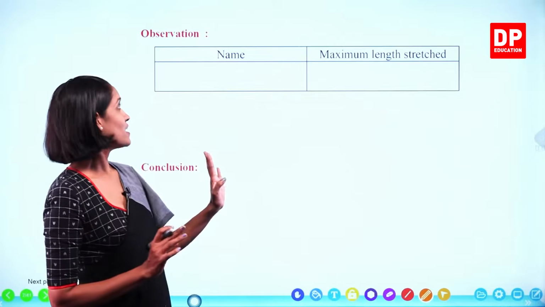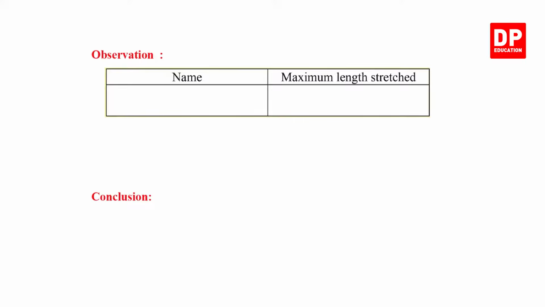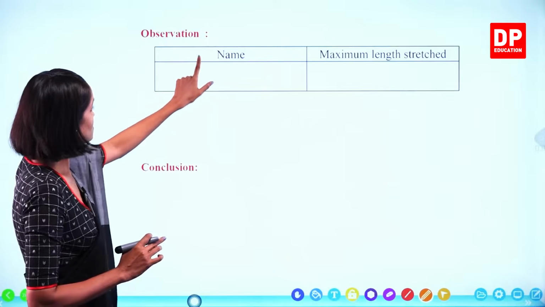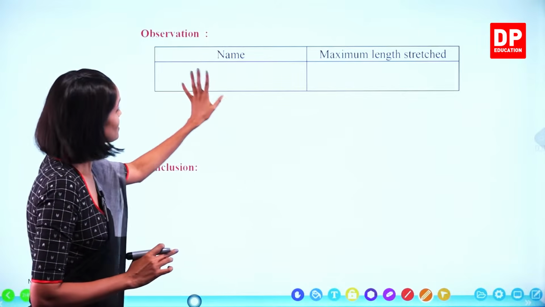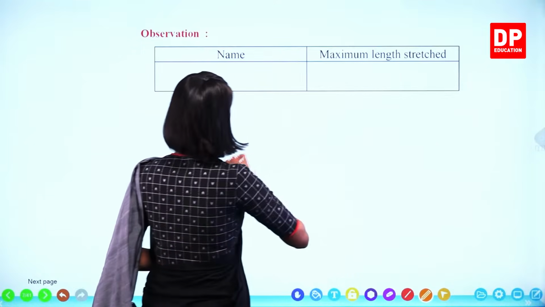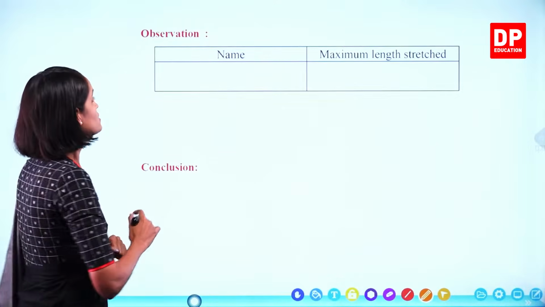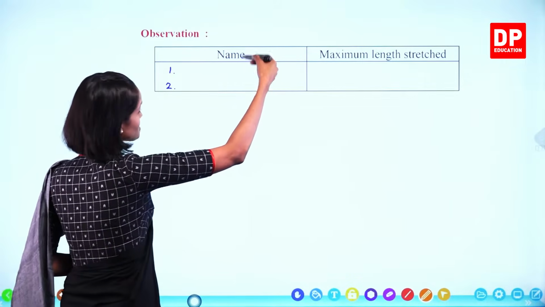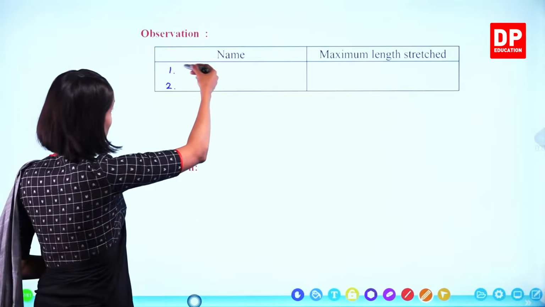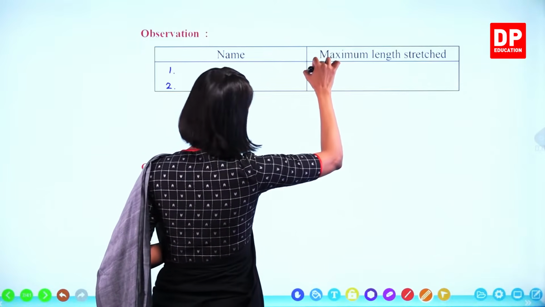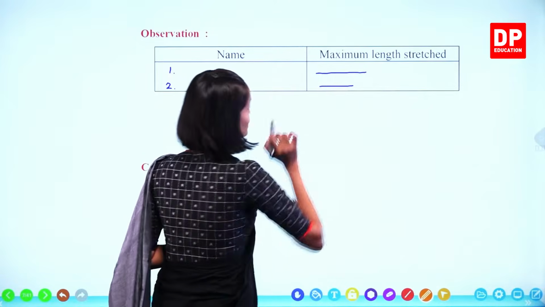Okay, children? So when you do this activity, you have to make a table like this. So at school or at home, you can do this activity. You have to write the names of the students or your family members, and then you have to write the maximum length stretched here. Right, children? So you can put numbers and write the names or the family members. Let's say your mother, father, likewise you can write. And maximum length stretched in centimeters you can write here.